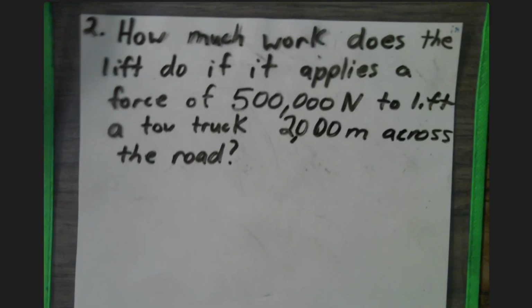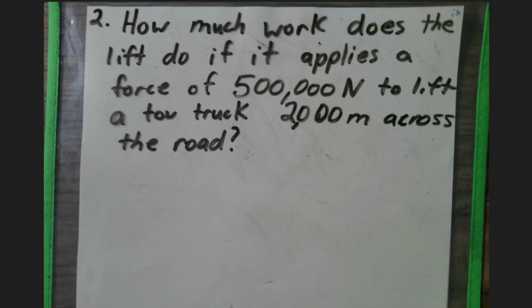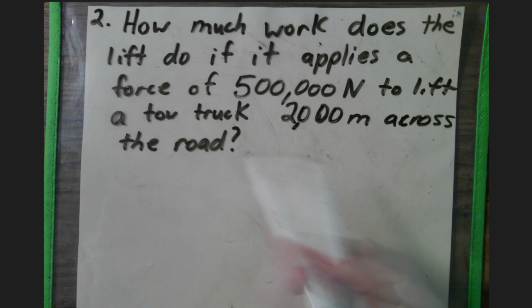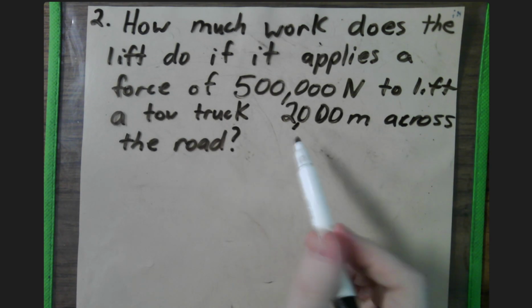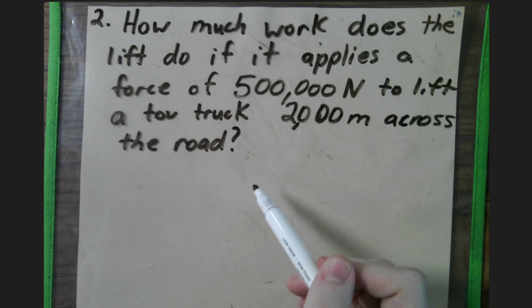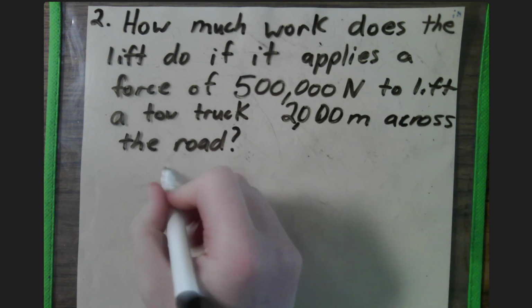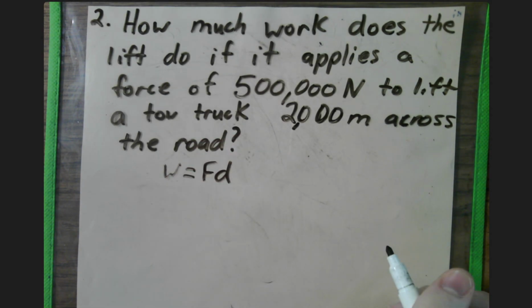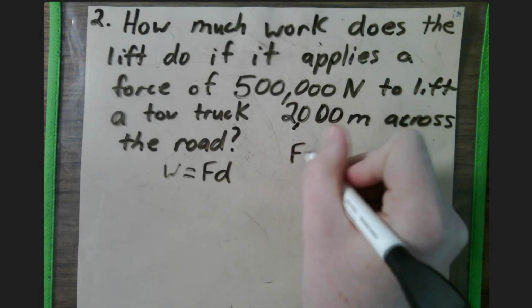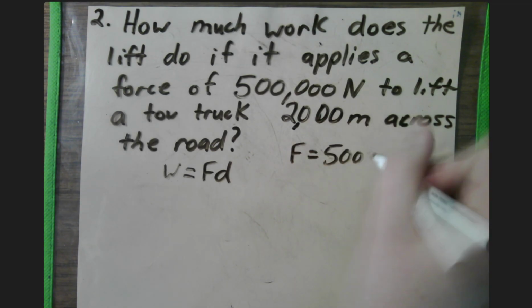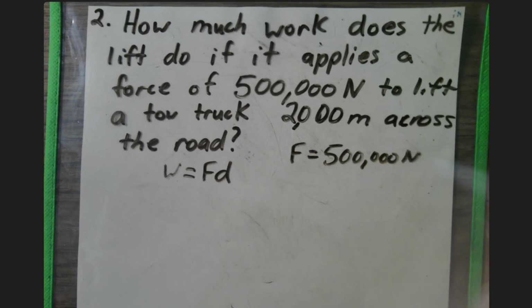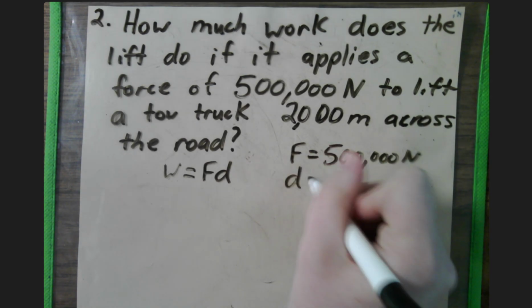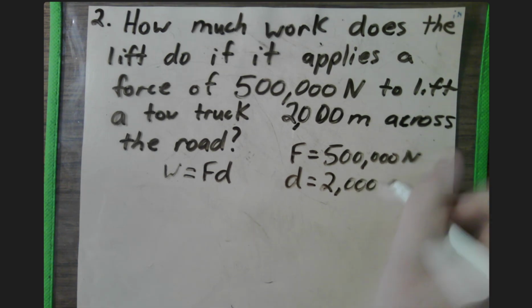Let's do another one. Solving for work. How much work does the lift do if it applies a force of 500,000 newtons to lift a tow truck 2,000 meters across the road? Let's start with our formula first. Work equals force times distance. Let's see what we have. We have our force, which is 500,000 newtons. Can't forget your units. And our distance is 2,000 meters.